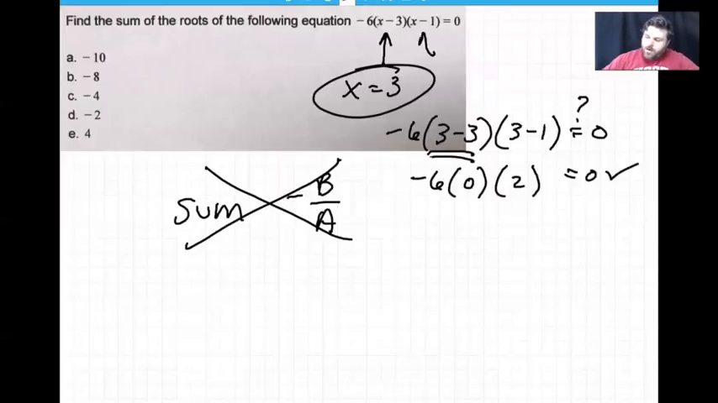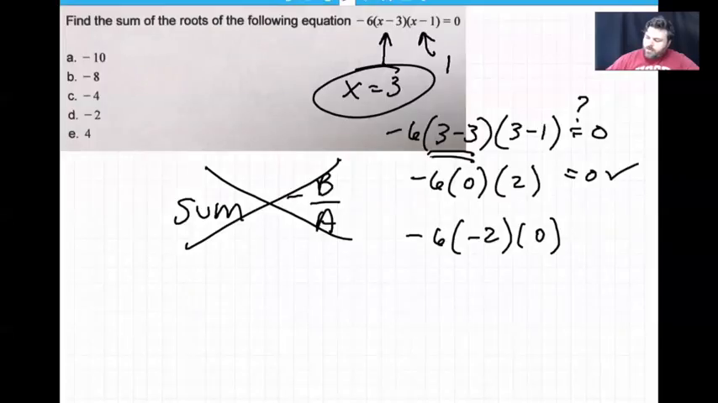The other number that would work here is x equals 1. When you plug in 1, you get -6 times -2 times 0, and that does equal 0. So x equals 1, x equals 3. Sum of those roots is 4. Add them together, you get +4. Okay?